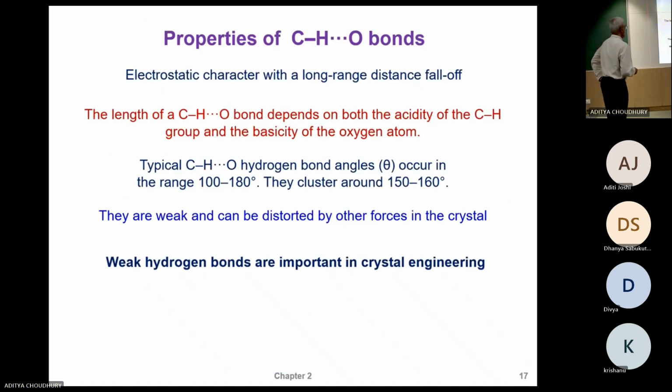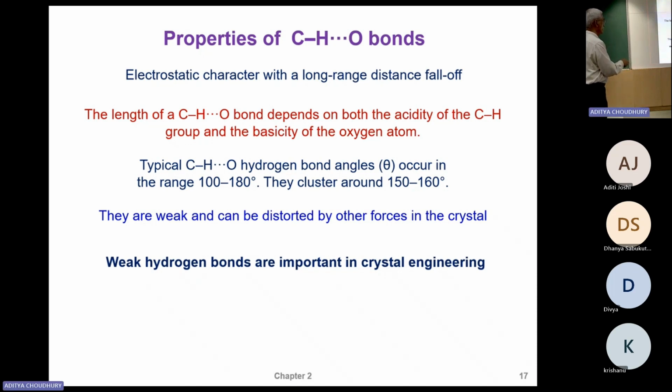I think I repeated here the properties of CHO bonds. This has got electrostatic character with a long range distance fall off. All the hydrogen bonds have this electrostatic character. The length of the CHO bond depends on both the acidity of the CH group and the basicity of the oxygen atom. It depends on what you have in the crystal structure.